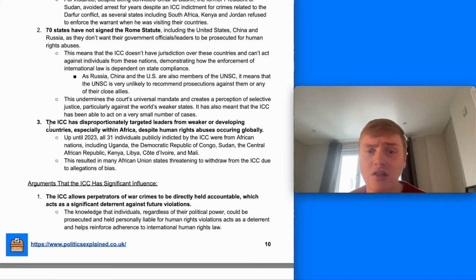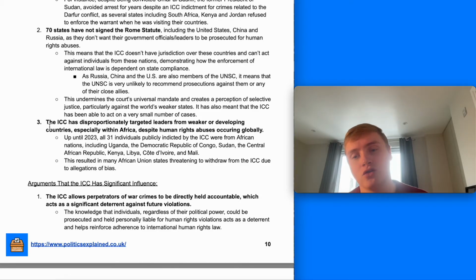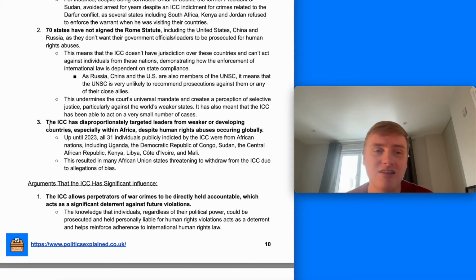And as Russia, China, and the US are also members of the UN Security Council, it also means that the UN Security Council is very unlikely to recommend prosecutions against them or any of their close allies. The UN Security Council can recommend prosecutions against non-member states, but because of the power of these countries, that's really defunct as a method of the ICC. This crucially undermines the court's universal mandate and creates a perception of selective justice, particularly against the world's weaker states.